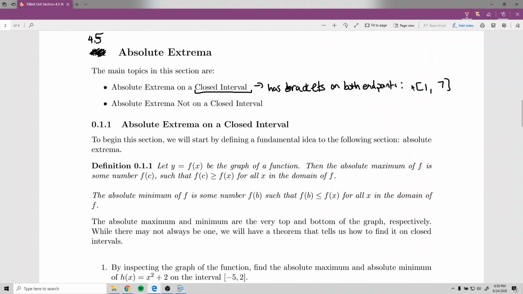And then anything that doesn't have both brackets, it can be one parenthesis or both, is what we call a not closed interval. So it's a little easier to do absolute extrema on a closed interval, as we'll see. And then we'll talk about how to do it on a not closed interval. And all this means is that at least one of the endpoints is a parenthesis. So at least one of the endpoints is not included.